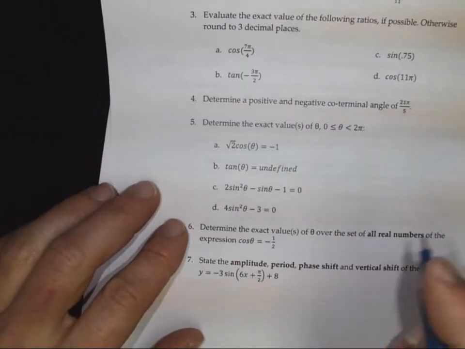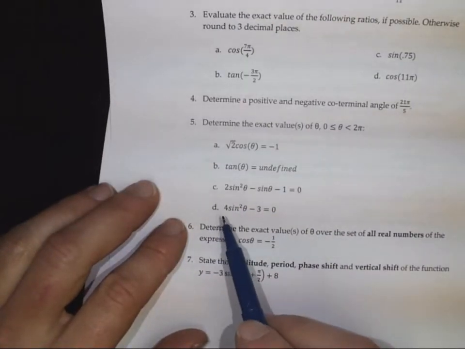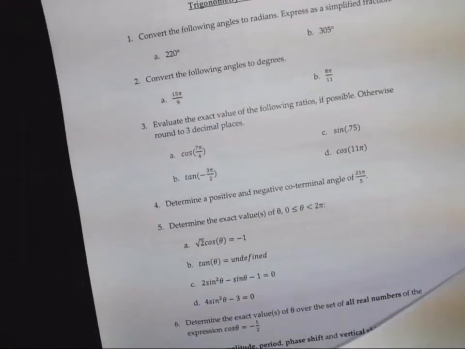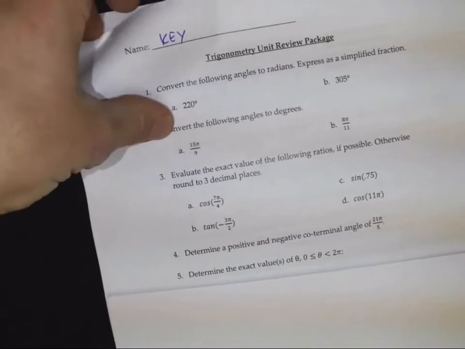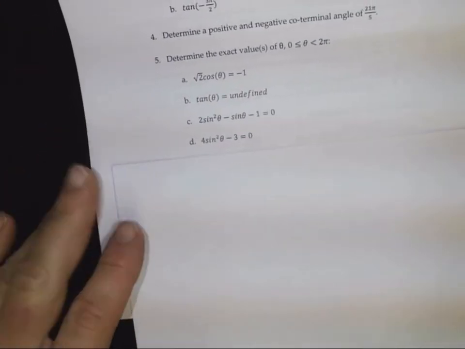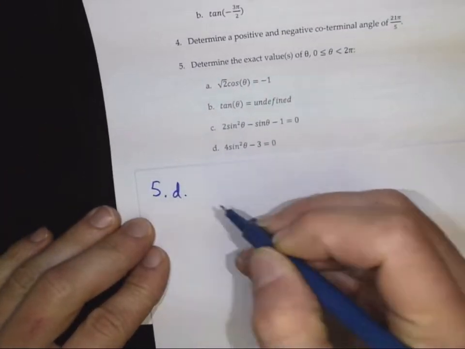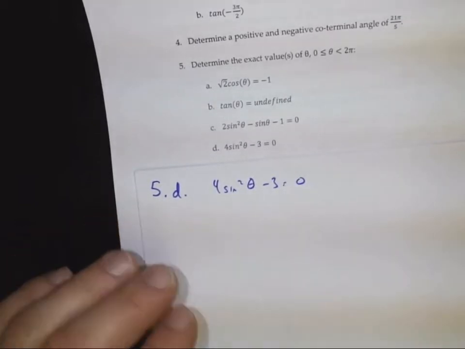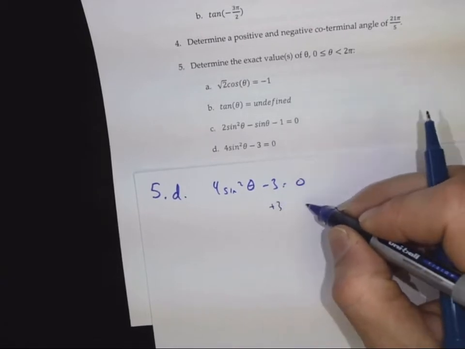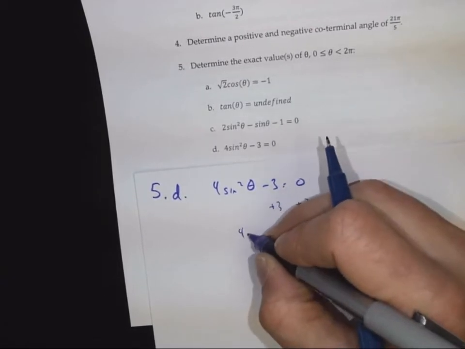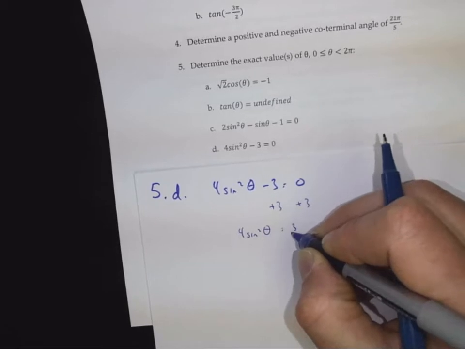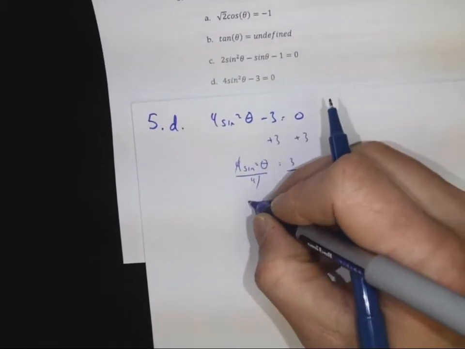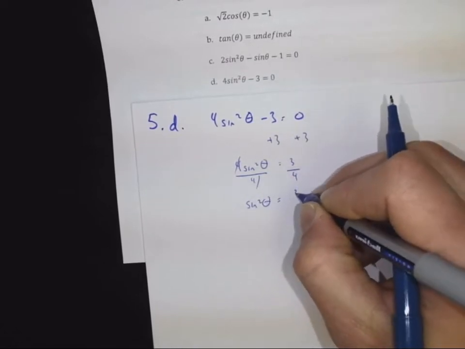All right. Then we'll do question 5D. So 5D, 4 sine squared theta, take away 3 is equal to 0. So we'll add 3 to both sides. We've got to isolate our trig ratio. So we get 4 sine squared theta is equal to 3. Divide by 4, divide by 4. We get sine squared theta is 3/4.